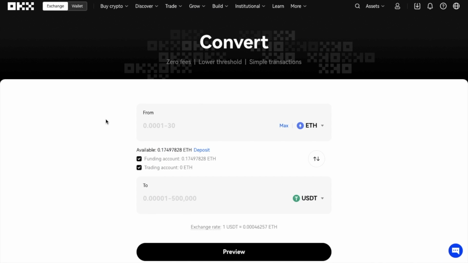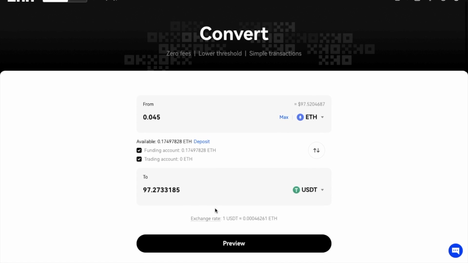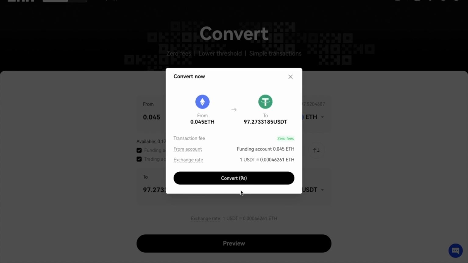So you can state that you currently have one crypto and you'd like to convert it to another. So I've got some Ethereum here, but I'd like to convert it to USDT. And I can do so from here by entering in the amount of Ethereum that I'd like to swap, and the conversion will then appear below. When I preview, it then provides a breakdown of the conversion, and I can go ahead here.